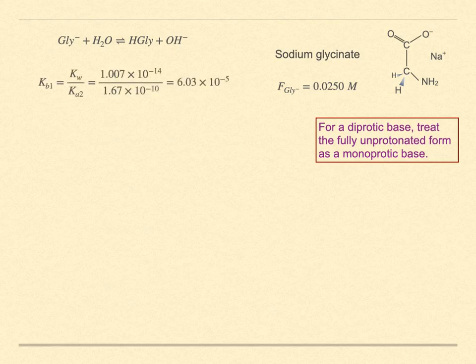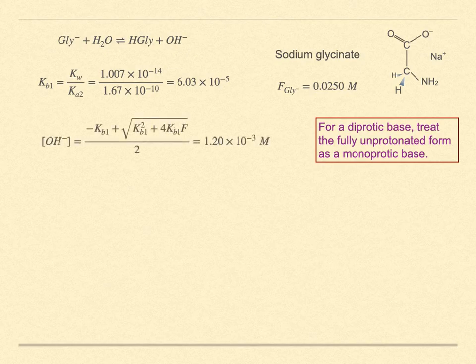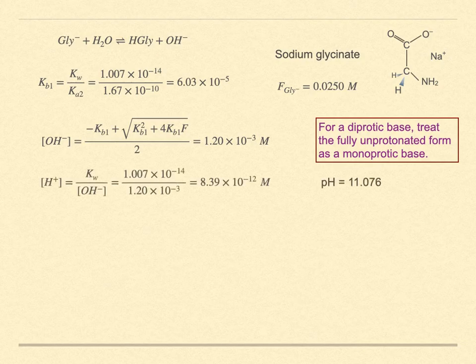Find Kb1 by dividing Ka2 into Kw to get 6.03 times 10 to the minus 5. Use the quadratic solution for the hydroxide concentration. It is 1.2 times 10 to the minus 3 molar. Divide back into Kw to find that the hydronium ion concentration must be 8.39 times 10 to the minus 12 molar, and therefore the pH is 11.076.